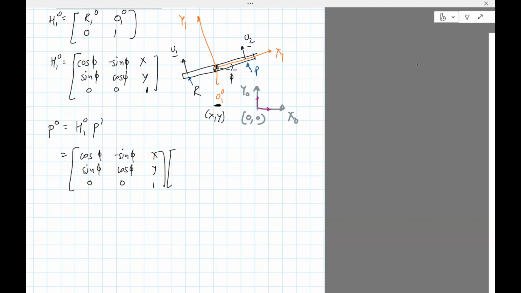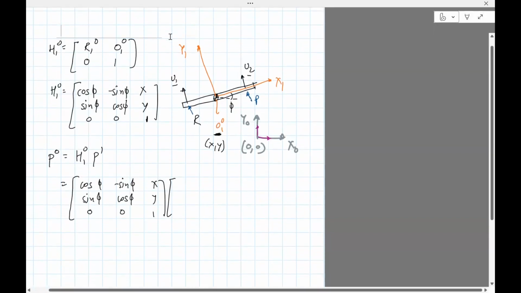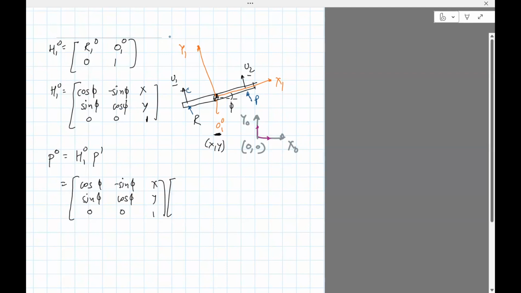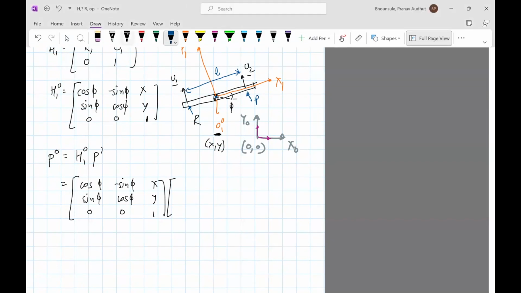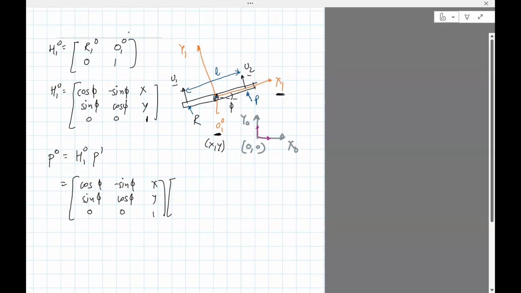So it's this position. Remember that the length is L. This is L. So the position of P from this point, O10, is half of L. And that L is in the positive X direction. So L divided by 2, 0, and 1. Carrying out this multiplication will give you X plus 0.5 L cosine phi, Y plus 0.5 L sine phi, and then 1.